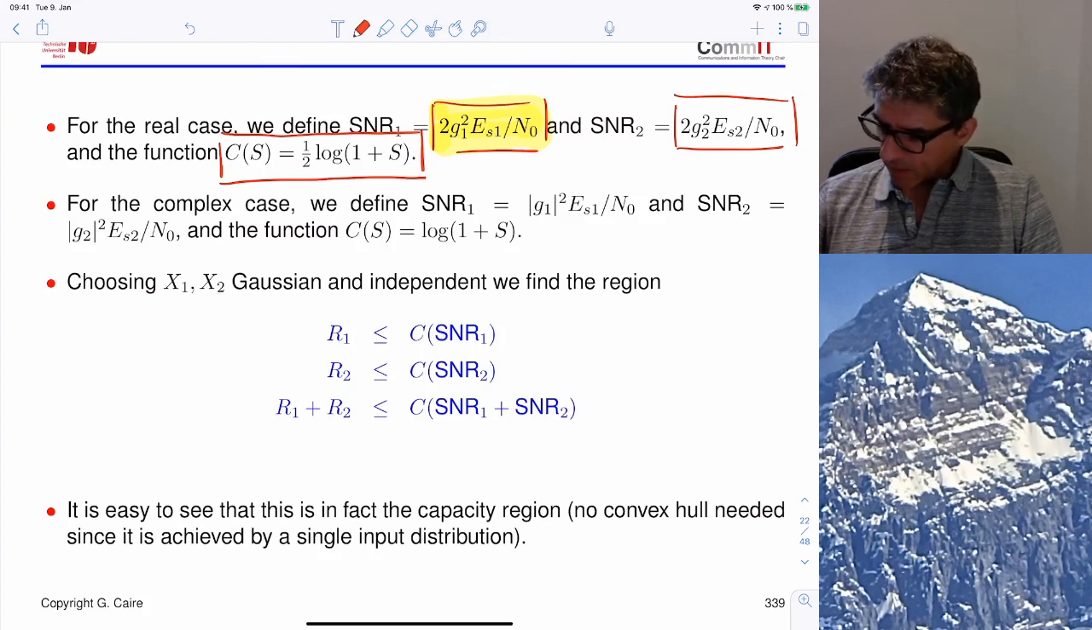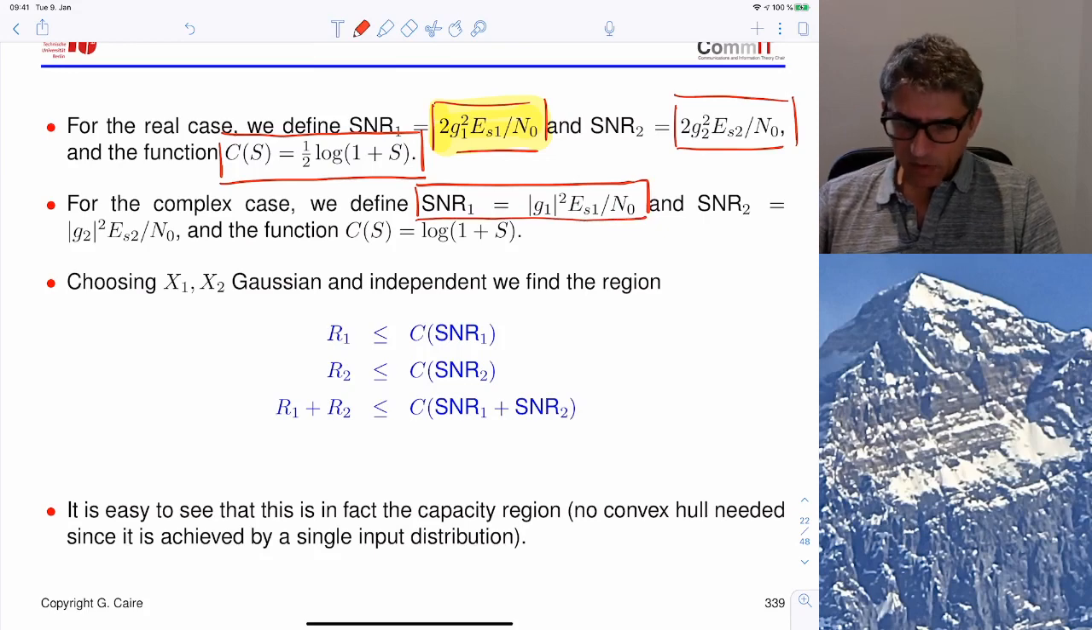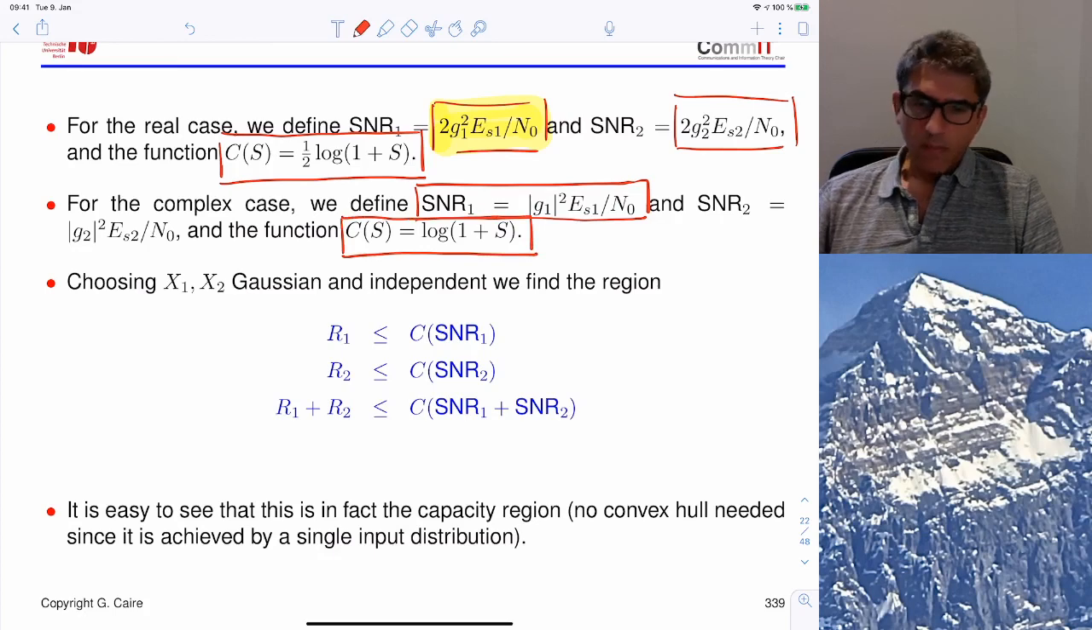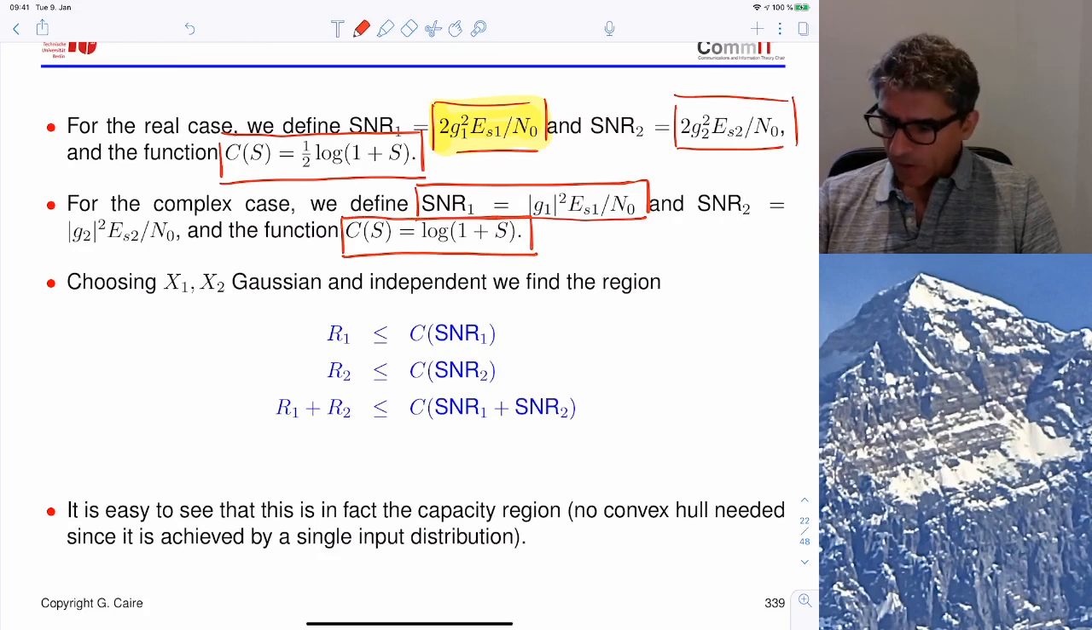For the complex case, we conveniently define the SNRs in this way. So SNR1 is again the received signal energy per symbol at the receiver: the magnitude squared of the gain G1 times E_S1 divided by the complex noise variance N0. Similarly for SNR2, and we define the function C(S) as log(1+S), which is the capacity of the complex circular symmetric Gaussian single user channel with SNR equal to S.